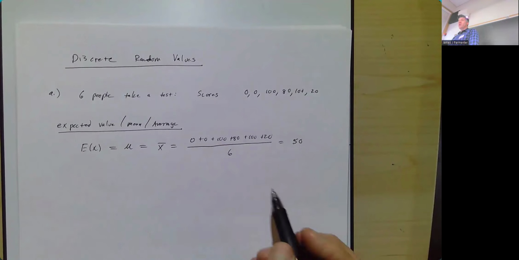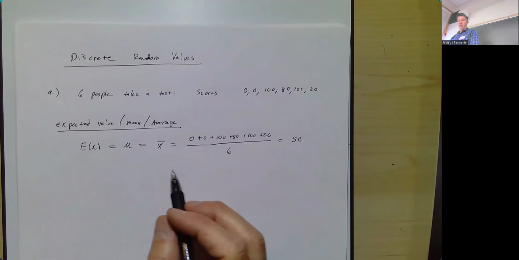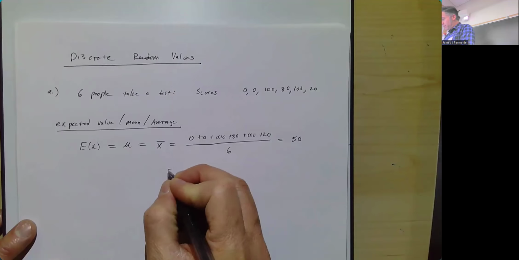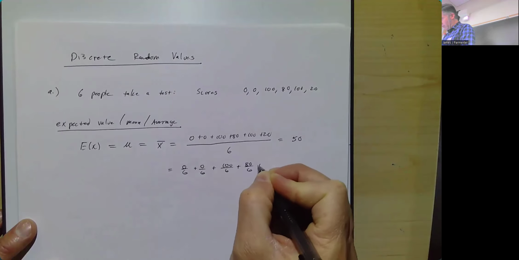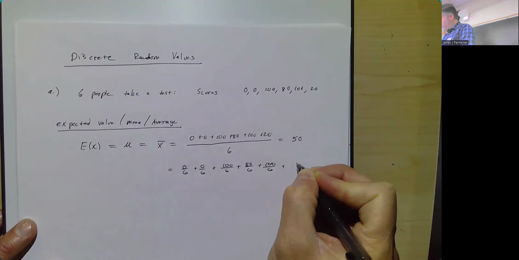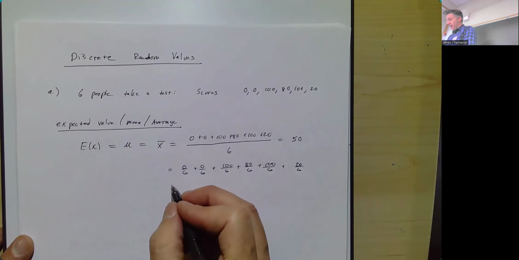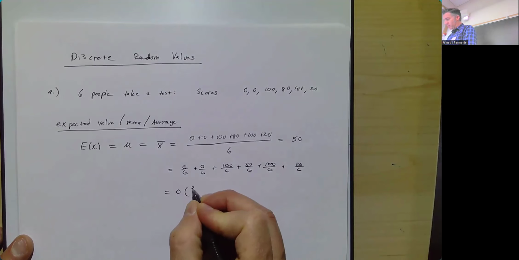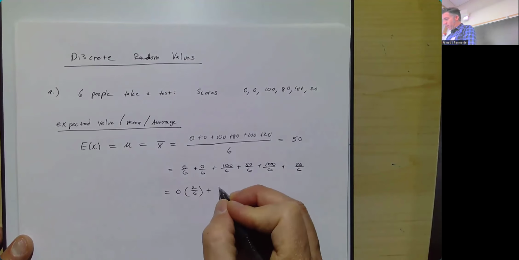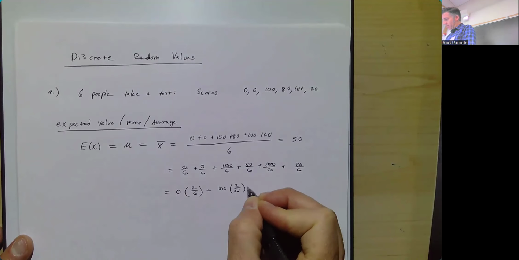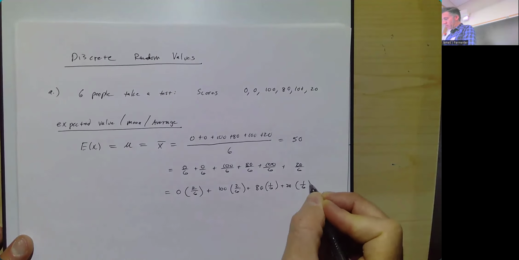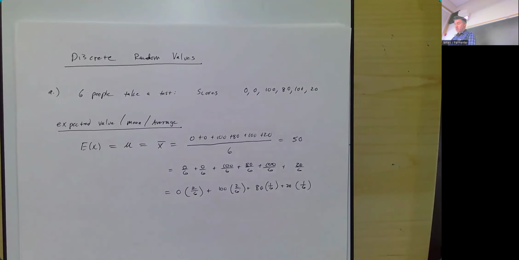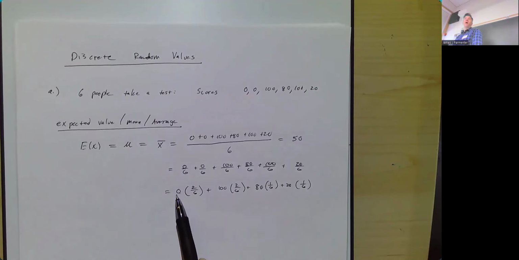Now I want to point out that although you can do it this way, it's not the way we usually think of it. So check this out. I'm going to break this up as 0 over 6 plus 0 over 6 plus 100 over 6 plus 80 over 6 plus 100 over 6 plus 20 over 6. But actually I'm going to write it as 0 times 2 sixths plus 100 times 2 sixths plus 80 times 1 sixth plus 20 times 1 sixth. Or in other words, each observation, each score, multiplied by its probability.